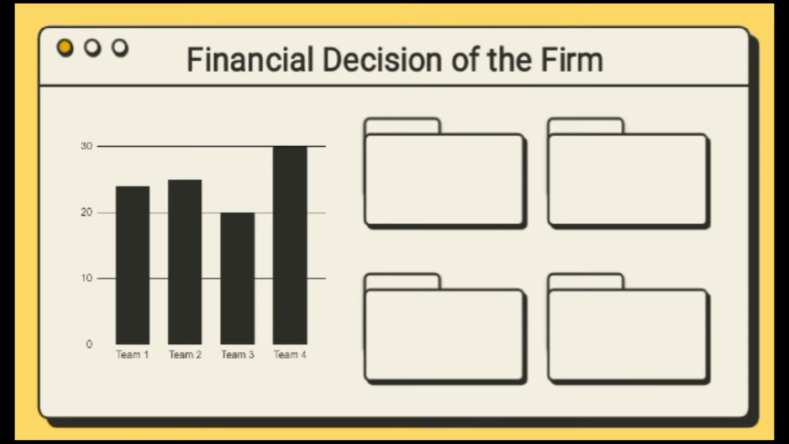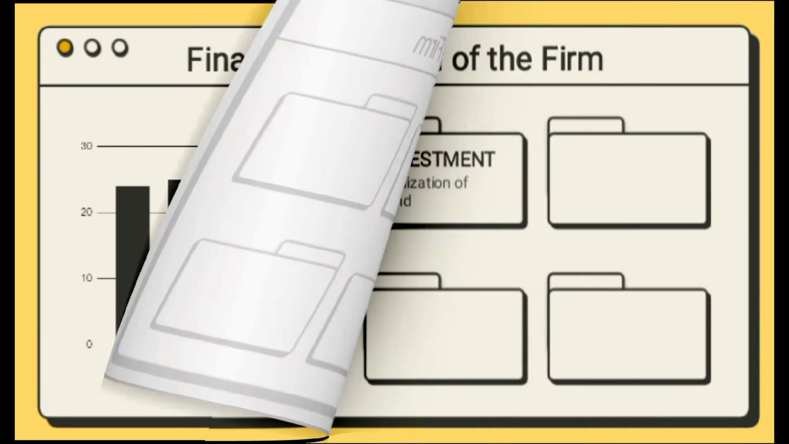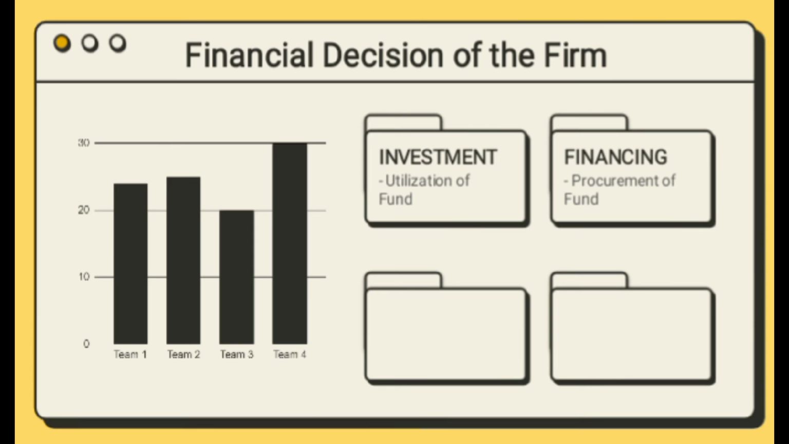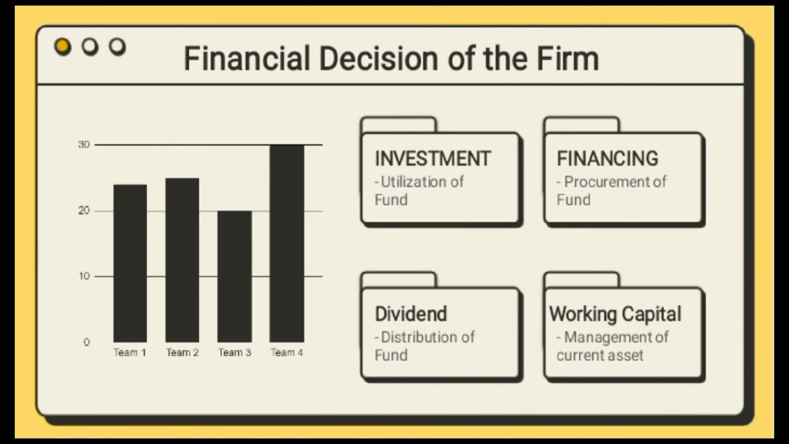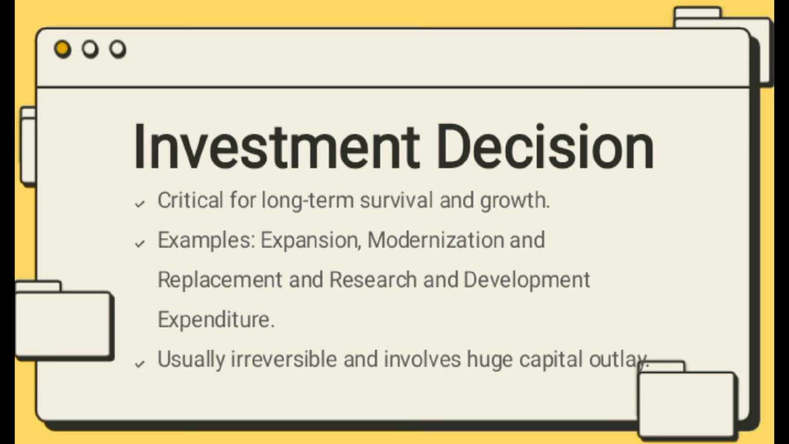Financial decisions of the firm. We have four decisions. The four decisions are the investment decision, financial management decision, dividend decision, and working capital decision. Investment decision.